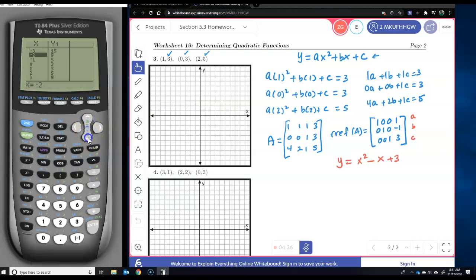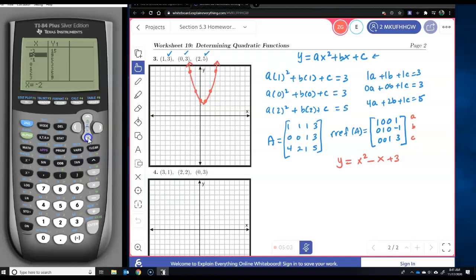Probably want to start with negative 2, 9. Negative 2, 9. Negative 1, 5. 0, 3. 1, 3. 2, 5. 3, 9. Connect the points. We don't have the vertex here, but we can kind of estimate what the vertex is.